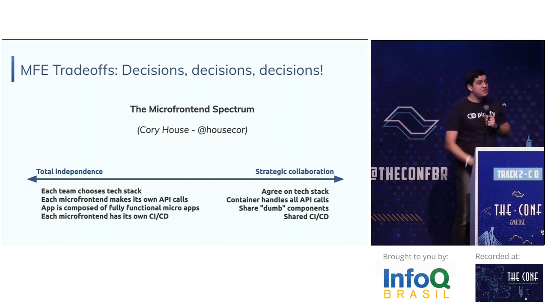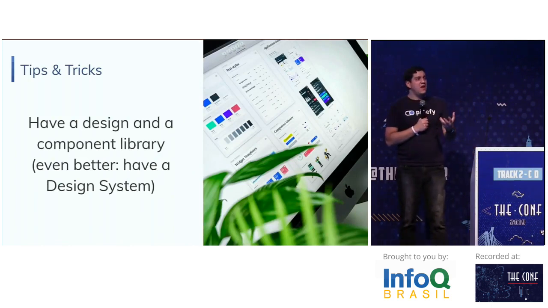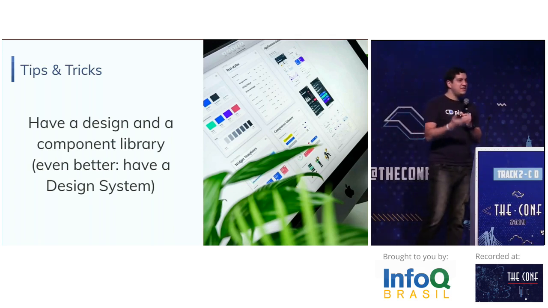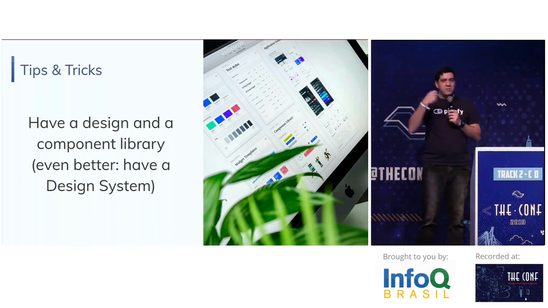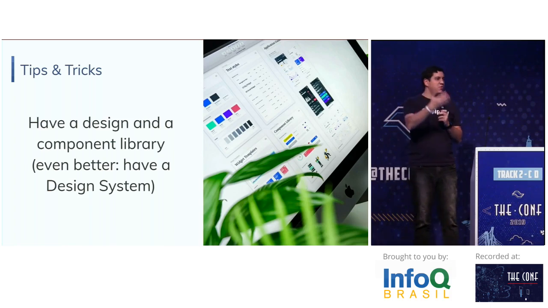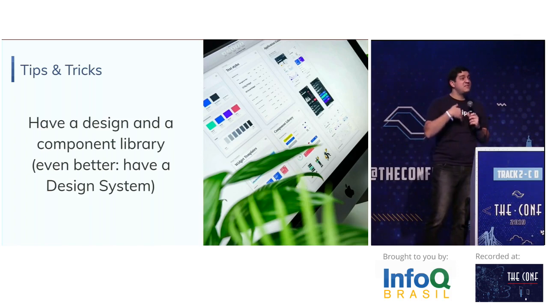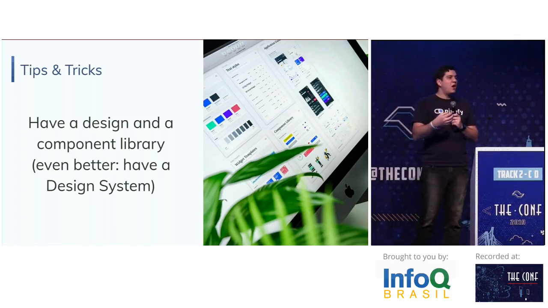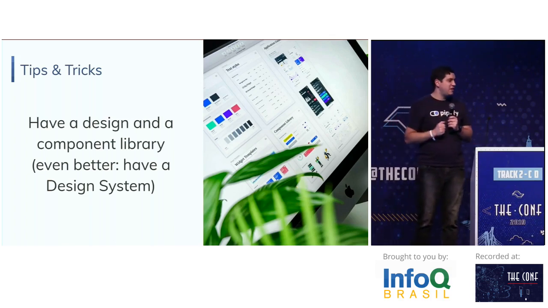And I have some tips and tricks that I would like to share with you that we are seeing help, simplify and make it easier to implement micro-frontends. The first one is that it's good to have a design and component library. It can be Material UI, it can be Bootstrap, it can be another one from a company, or even better, you can have a design system in your company. Having that simplifies a lot and avoids challenges like the design fragmentation that I mentioned.